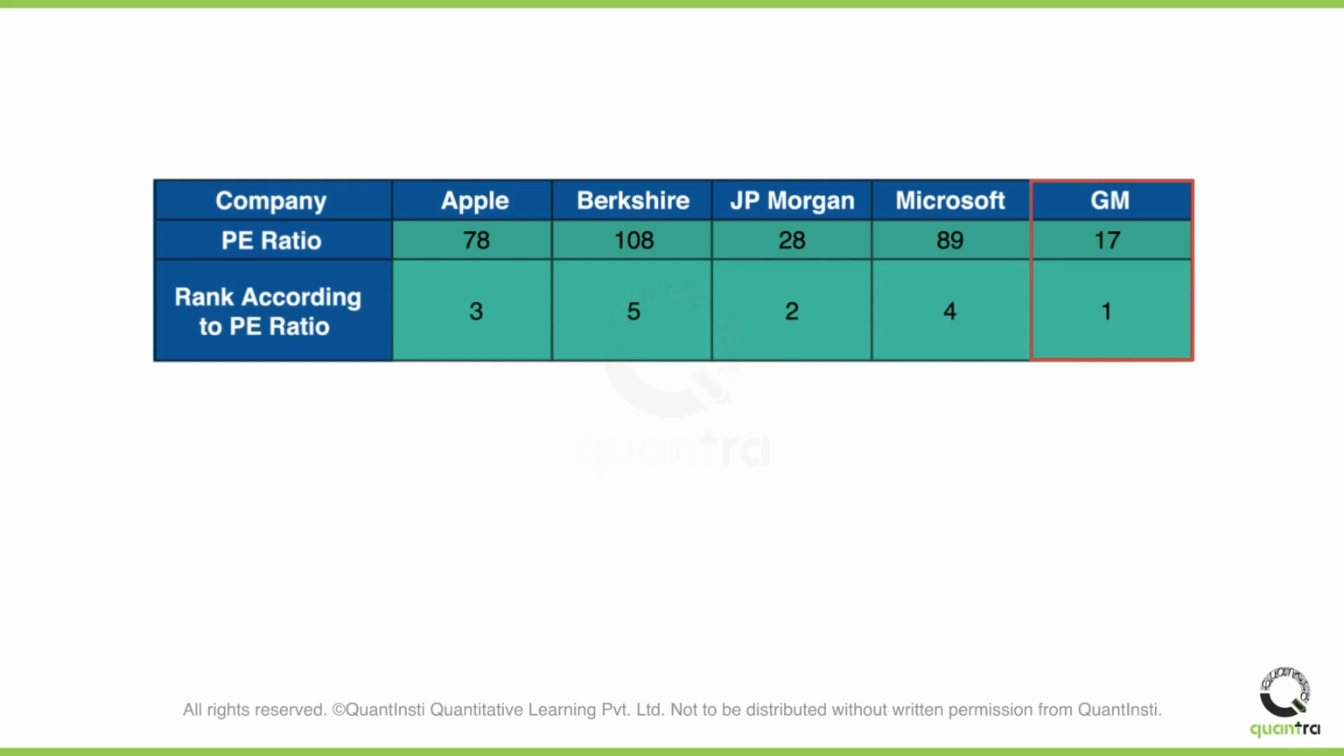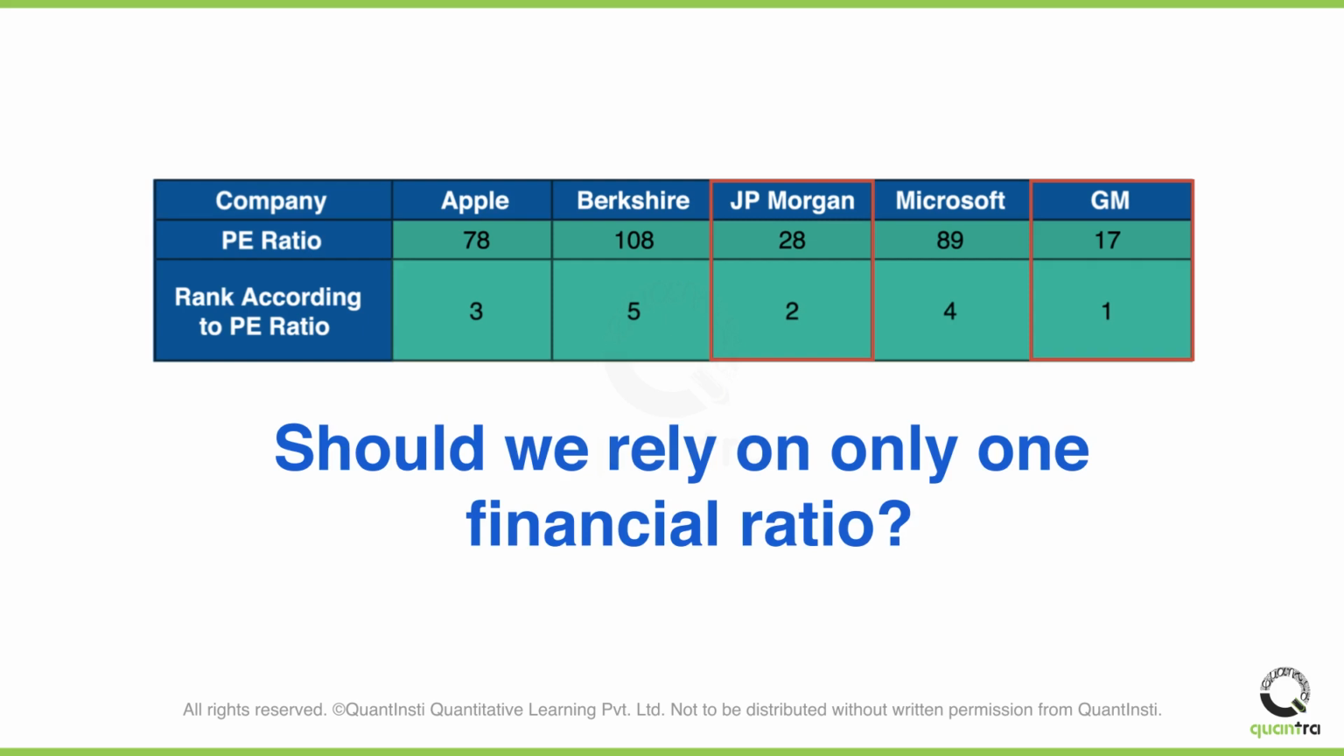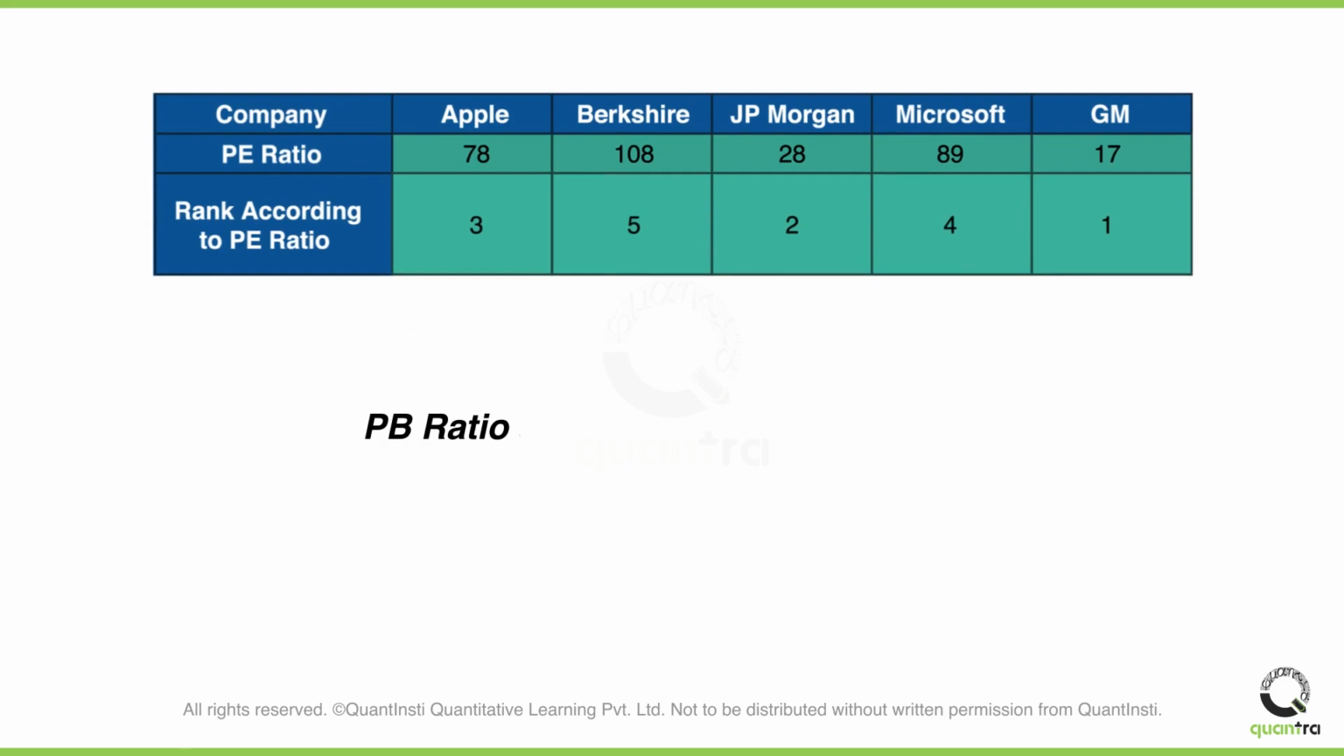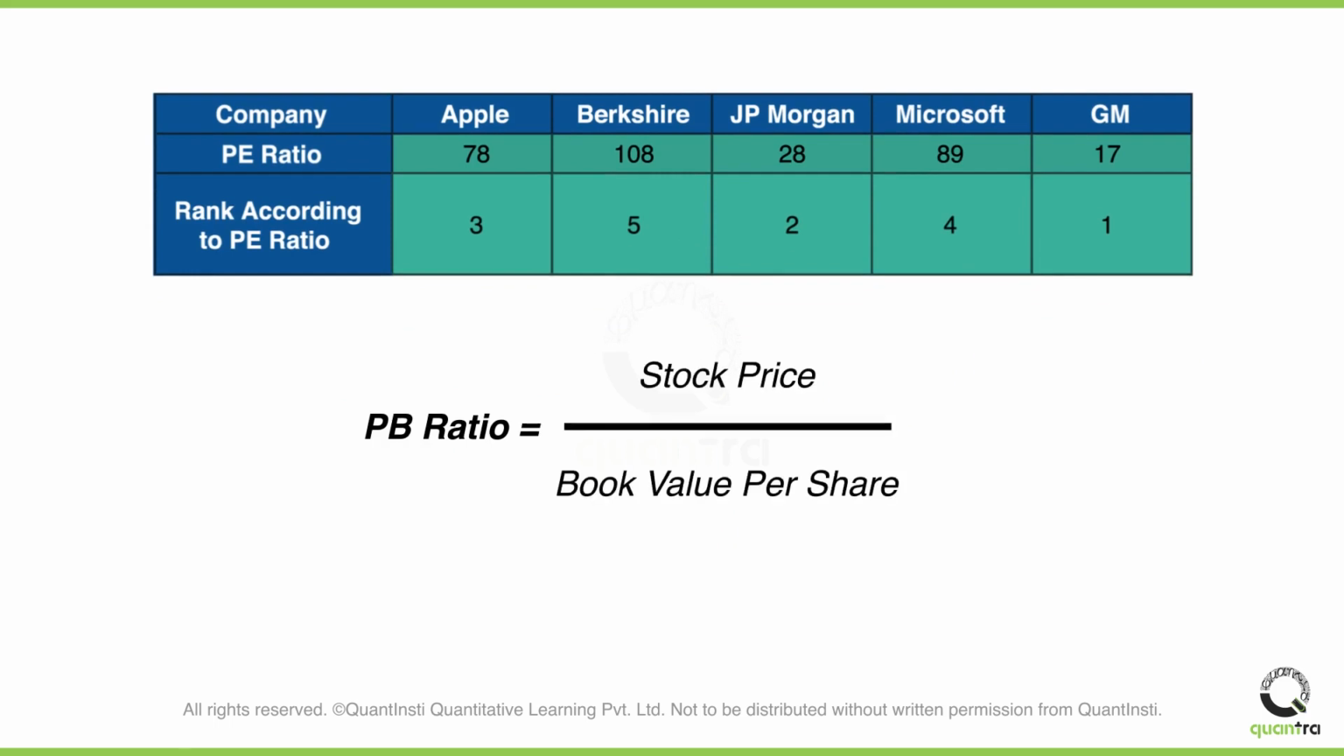Since you have to pick 2 stocks, you will pick GM and JP Morgan as they are the most undervalued stocks. Great! You can now go long on the top 2 undervalued stocks from our universe of 5. But should we rely on only one financial ratio? You can try to find the undervalued stocks according to the PB ratio also. The formula to calculate the PB ratio is shown on the screen.